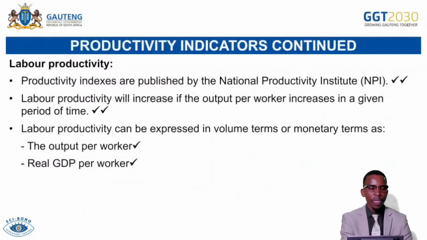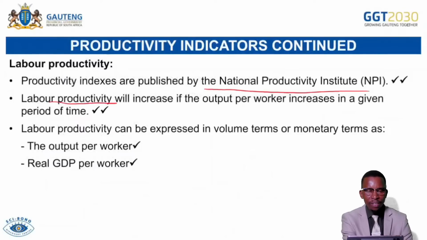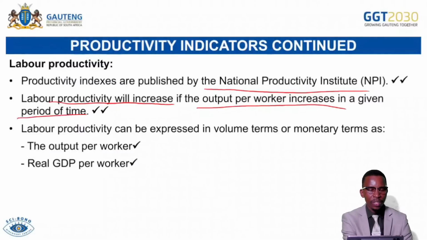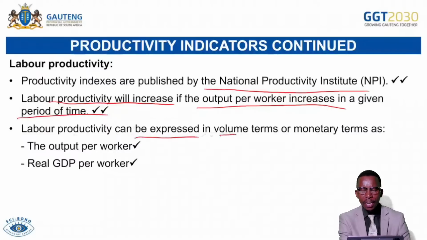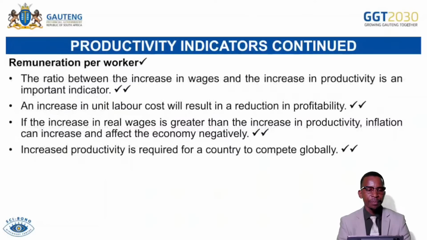Then we continue. Productivity indexes are published by the National Productivity Institute (NPI). Labor productivity will increase if the output per worker increases in a given period of time. Labor productivity can be expressed in volume terms or monetary terms, such as output per worker and real GDP per worker.